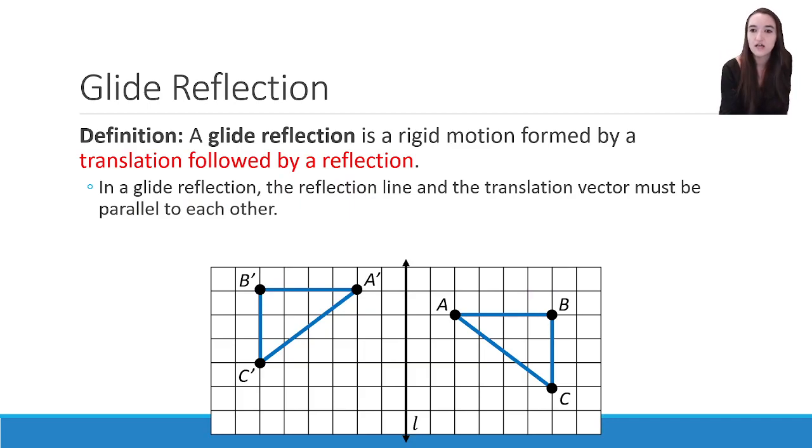Now, finally, our last type of transformation is a combination of transformations called a glide reflection. A glide reflection is a rigid motion formed by a translation followed by a reflection. In a glide reflection, the reflection line and the translation vector must be parallel to each other. Essentially, this means we are reflecting over a line and moving it. So we're just doing two things.